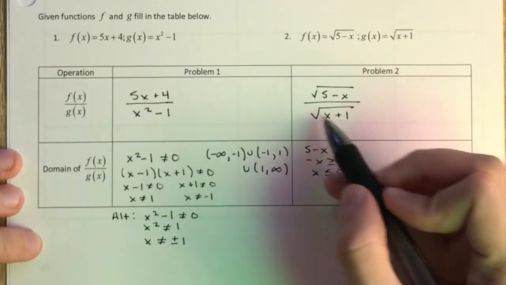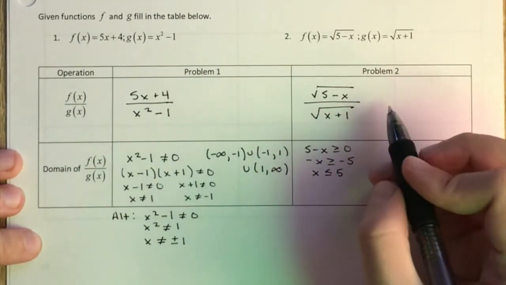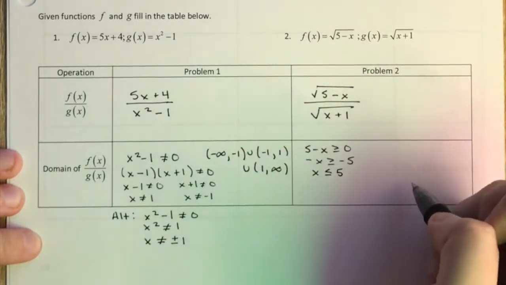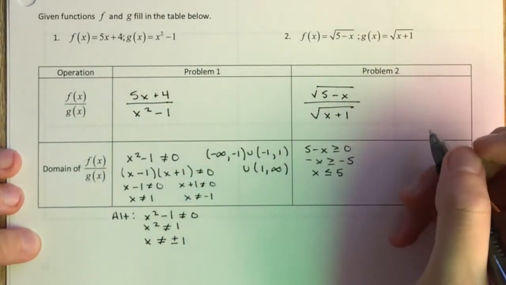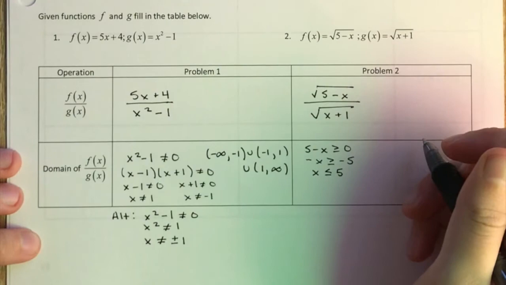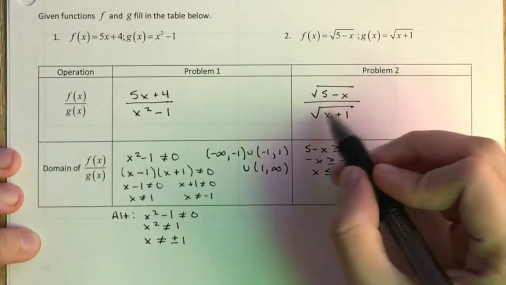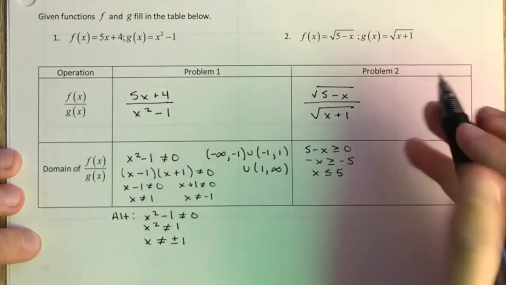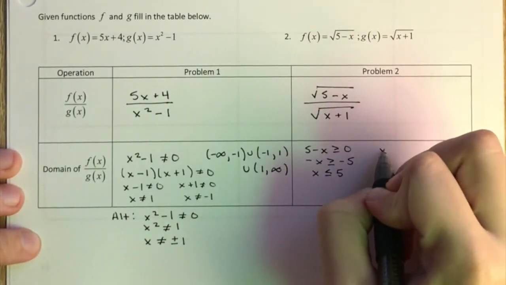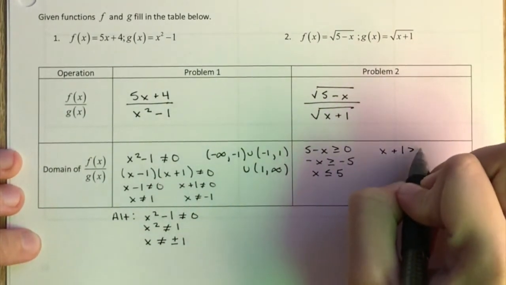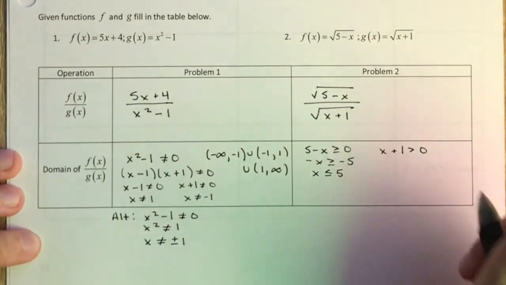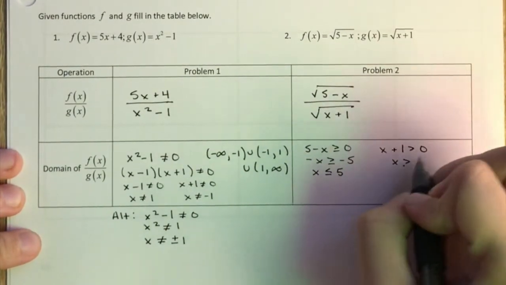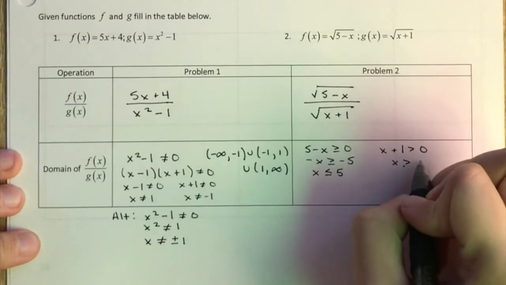We also know that we have a square root in the denominator, which means that what's underneath needs to be greater than or equal to 0 because it's a square root. But we also know that because we're in the denominator, it can't be equal to 0. So we want what's underneath to be just greater than 0. This one's a lot simpler to solve for. We just get that x is greater than negative 1.